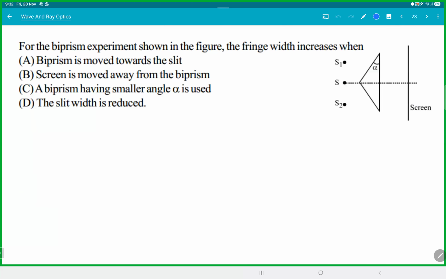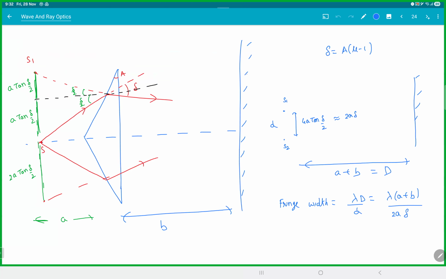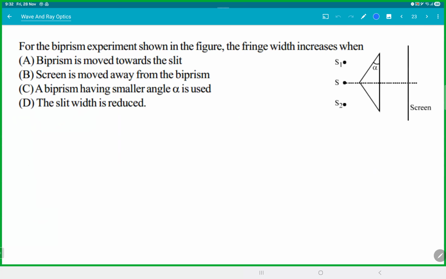Now coming back to the question. Now look at the formula we got here. Lambda into A plus B by 2A delta. So A and B are the distances basically. This distance was A and this distance was B. So he's asking what will happen to the fringe width. Now if you don't know the formula, you can't solve this thing. The whole thing will look like something else. Lambda A plus B by 2A delta. Deviation won't change anyway.